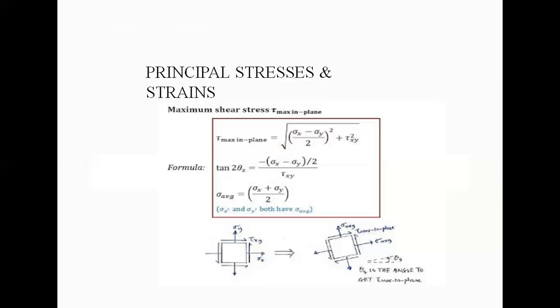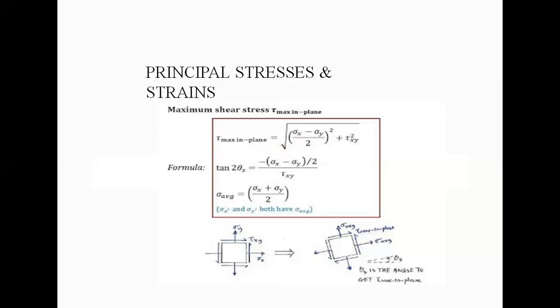So what are those planes? Those planes can be found, and at the same time the maximum shear stress can be found by this formula: square root of ((sigma x minus sigma y) divided by 2) whole square plus tau xy square. Tau xy is the shear stress acting on the combination plane of x and y, and sigma x and sigma y are the normal stresses that act along the x and y planes. So the maximum shear stress will be square root of ((sigma x minus sigma y) divided by 2) whole square plus tau xy square.